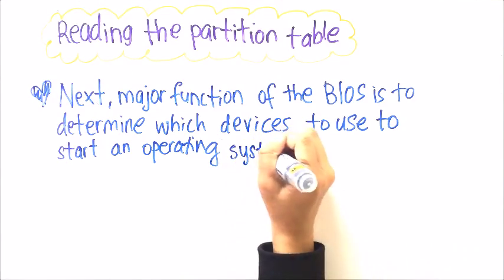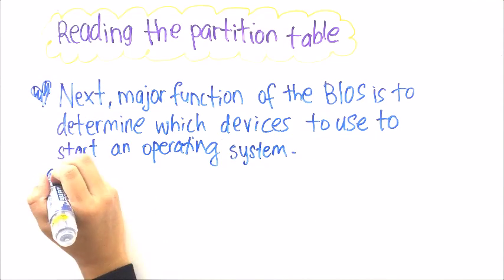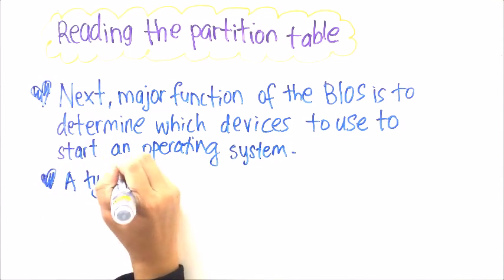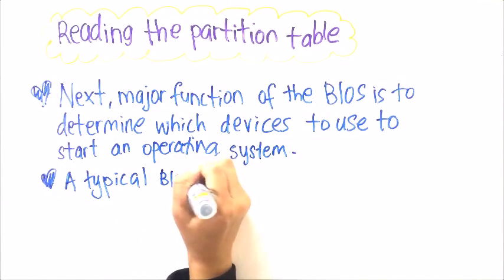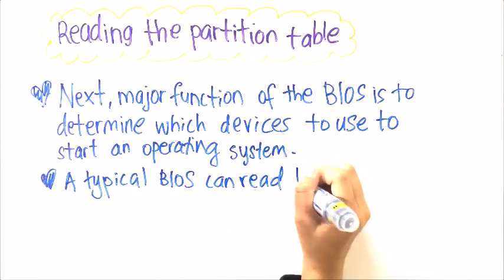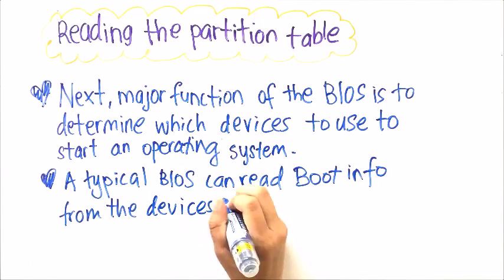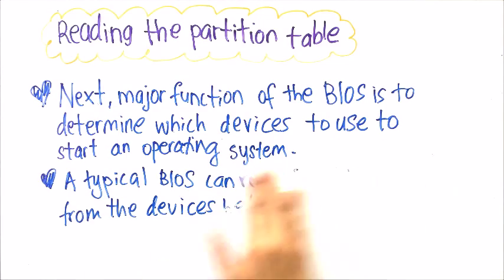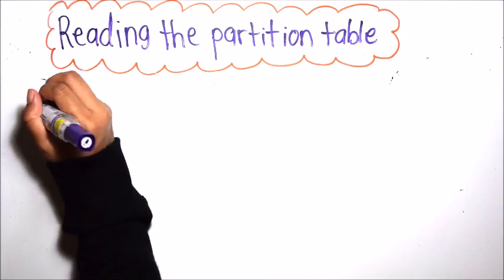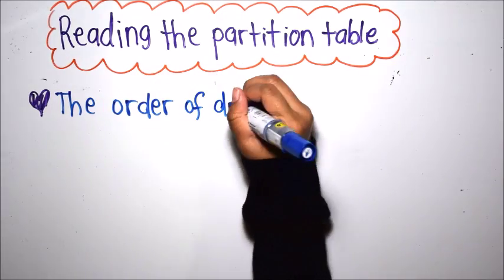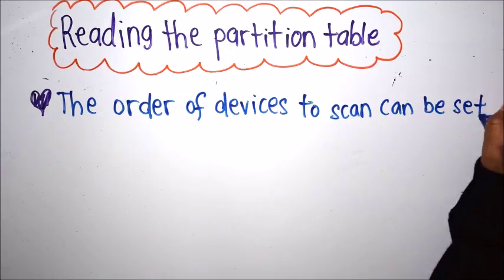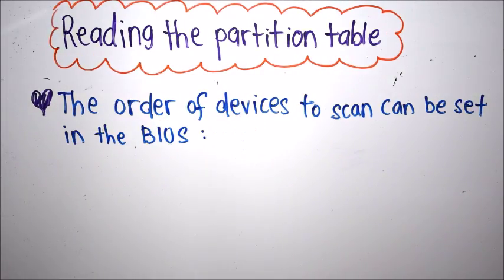The third step is called reading the partition table. Next, a major function of the BIOS is to determine which devices to use to start an operating system. A typical BIOS can read boot info from the devices below. The order of devices to scan can be set in the BIOS.